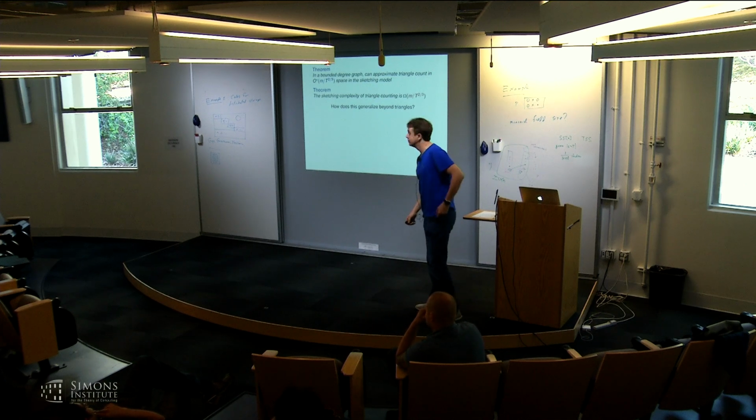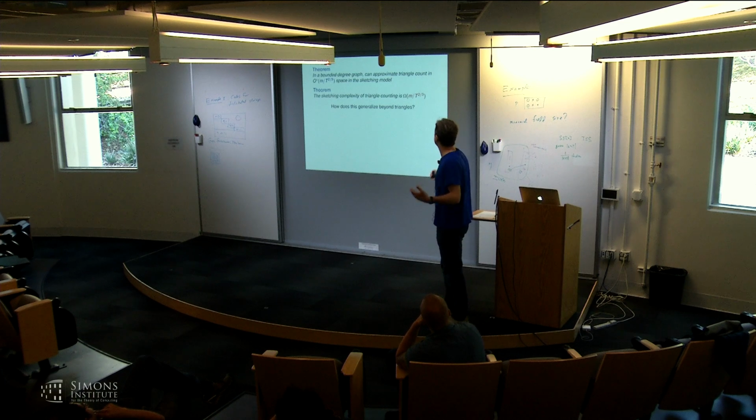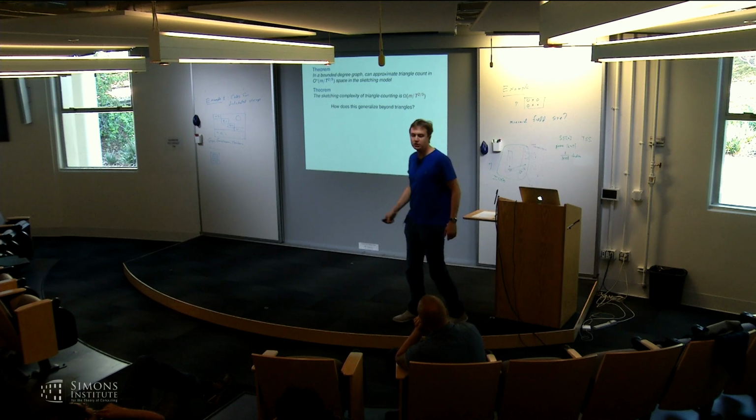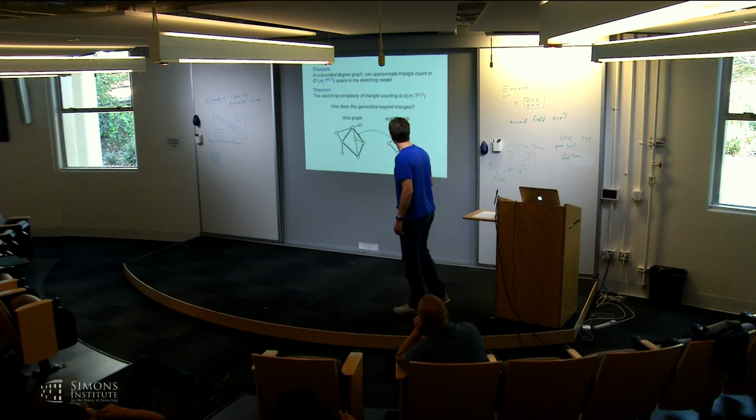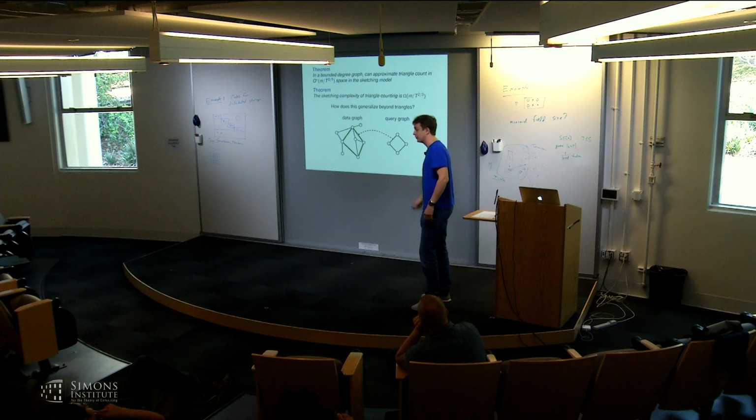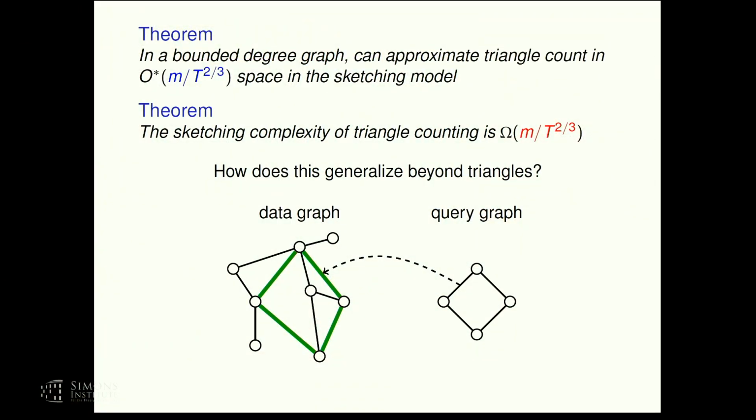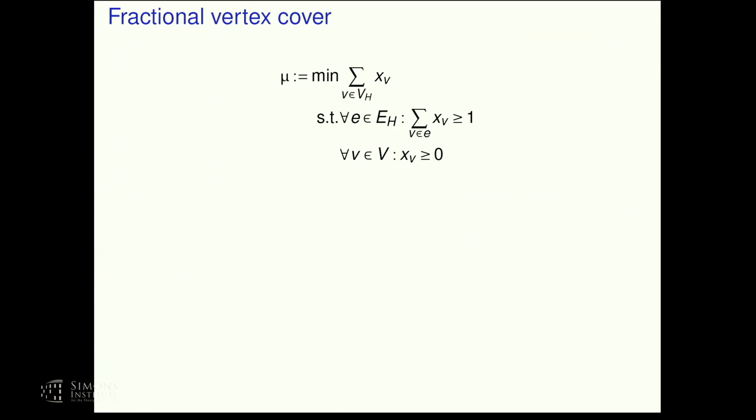Okay, good. So this is best possible, and the natural question at this point is, how exactly did we get the constant of 2/3? Namely, how does this generalize beyond triangles? So maybe I want to count occurrences of a 4-cycle in my data graph that is bounded degree. Well, we showed that the right parameter that governs the sketching complexity of subgraph counting is the fractional vertex cover of the query graph that we're trying to count.